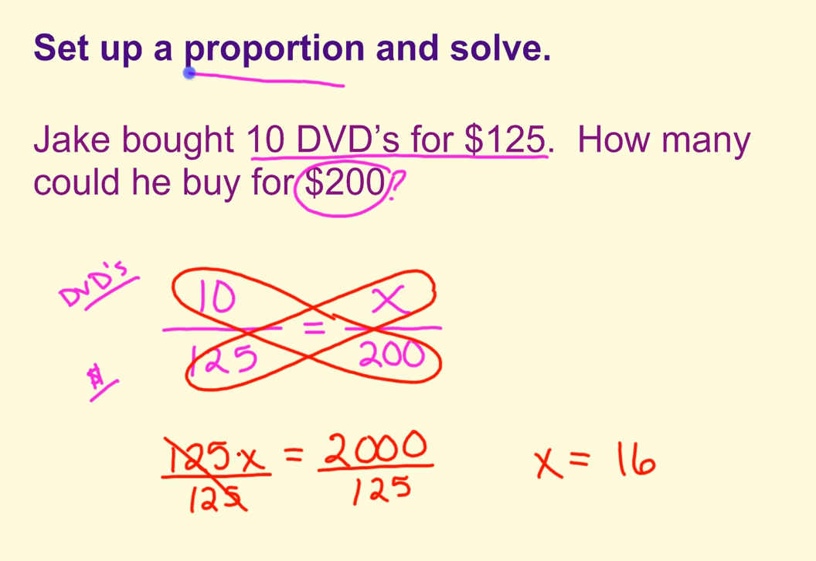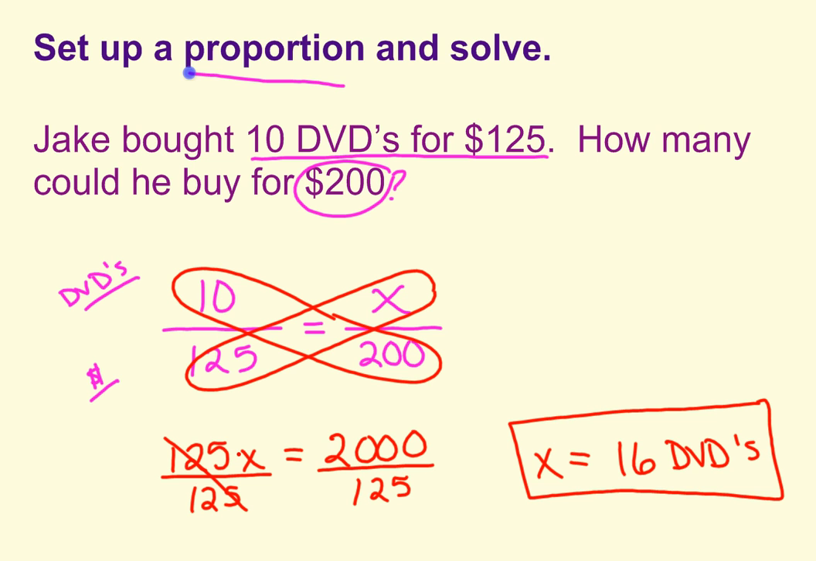How many could he buy for $200? Well, how many what? What are they asking about? They are asking about DVDs. So he could buy 16 DVDs. Would you get marked off for not having a label? Absolutely. So make sure that that's part of what you're doing.